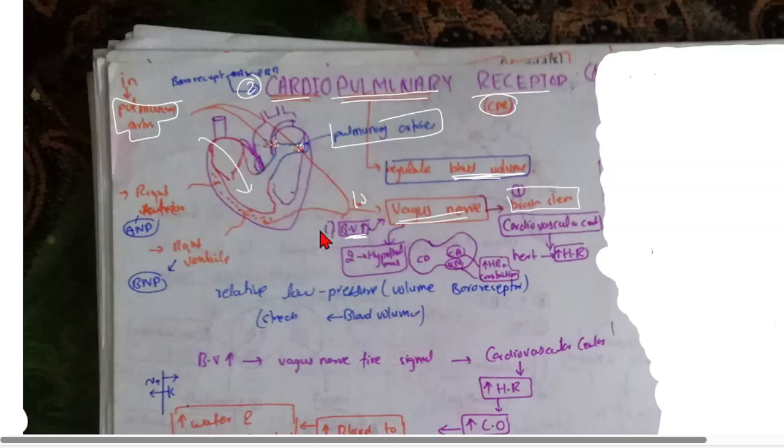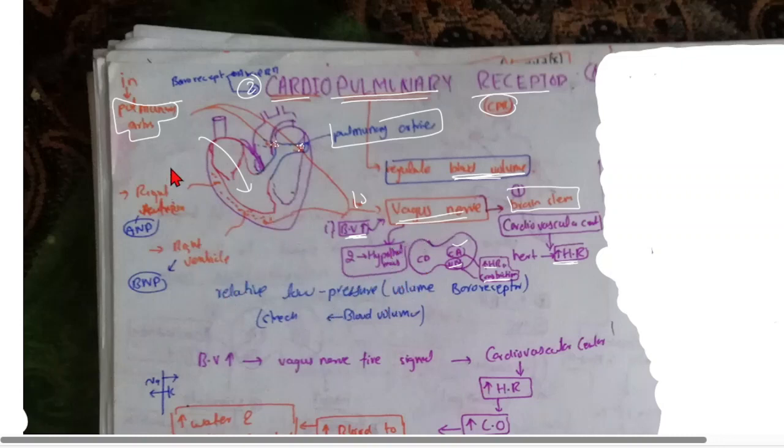So what it does is increase the heart rate. There are two things, a cardiac accelerator and a cardiac deaccelerator. The cardiac accelerator increases the heart rate and contractility. The next thing is the hypothalamus. First, it goes toward the brainstem, and another thing is it goes through the vagus nerve toward the hypothalamus.